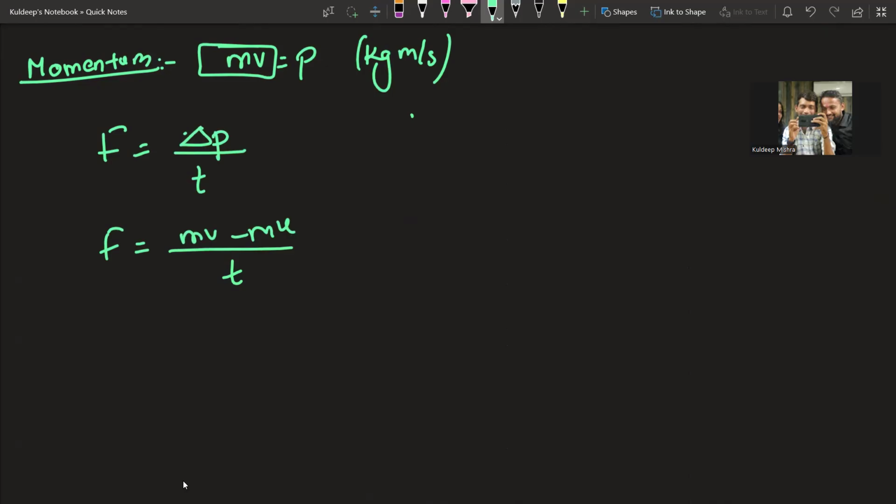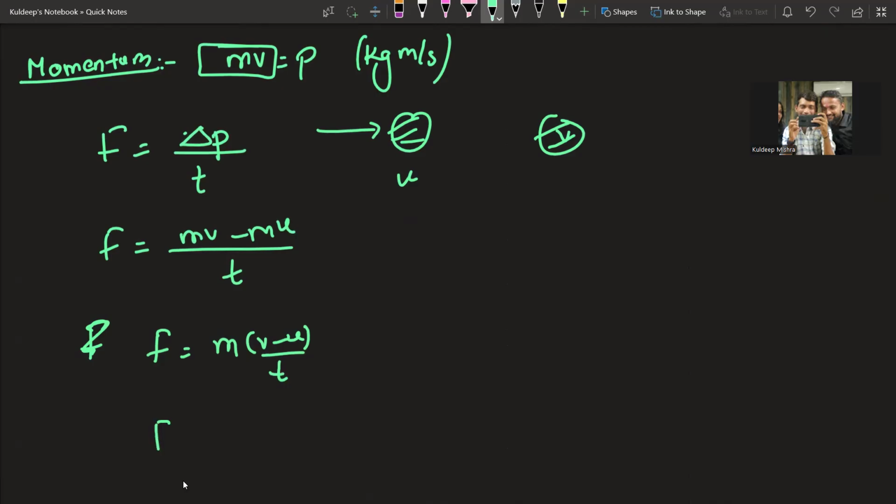Let us say there was initially this body which was moving with velocity u. We applied a force and it started moving with velocity v. So force is mv minus mu upon time. So F is equal to m(v minus u) upon time. So it is acceleration. F is equal to ma.